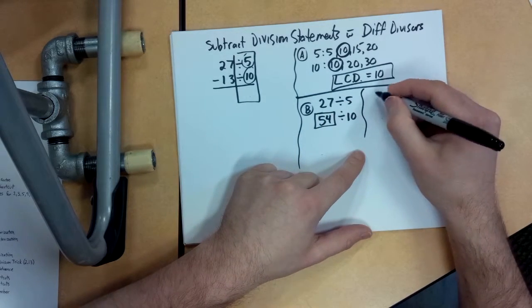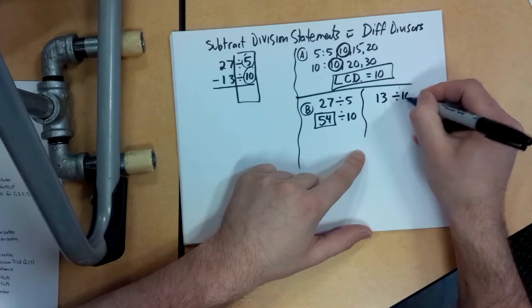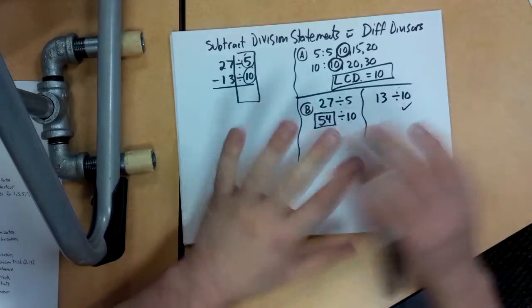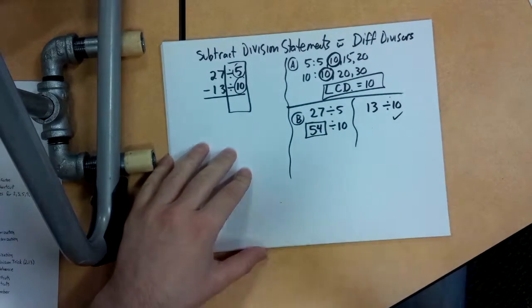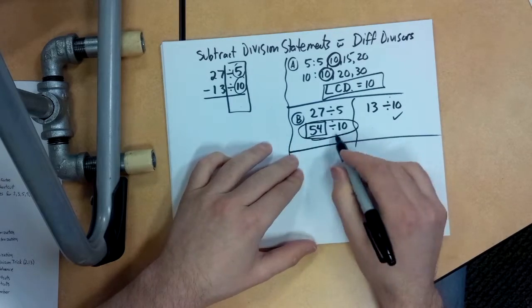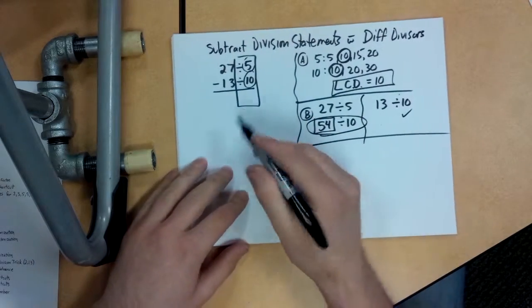And the other one, 13 divided by 10, well, I need to make it out of 10, and it's already out of 10, so I don't need to do anything to it at all. So that's kind of a freebie. Nothing wrong with that. Okay, so what I'm going to do is use this statement instead of this one, and this one I won't have to change.